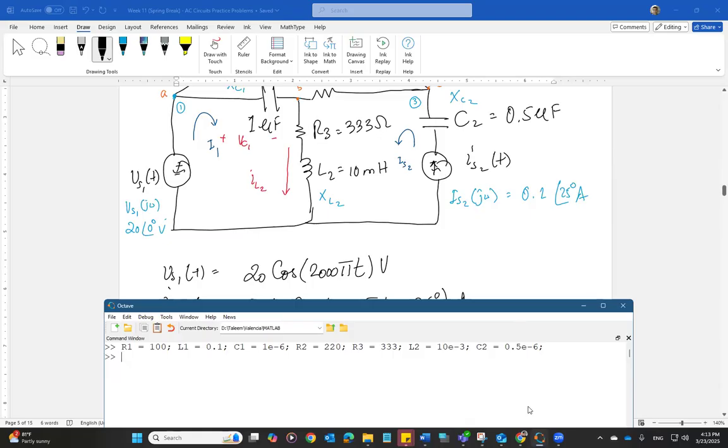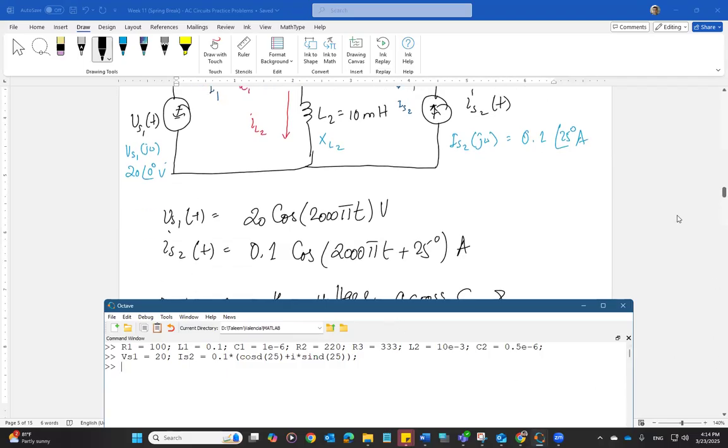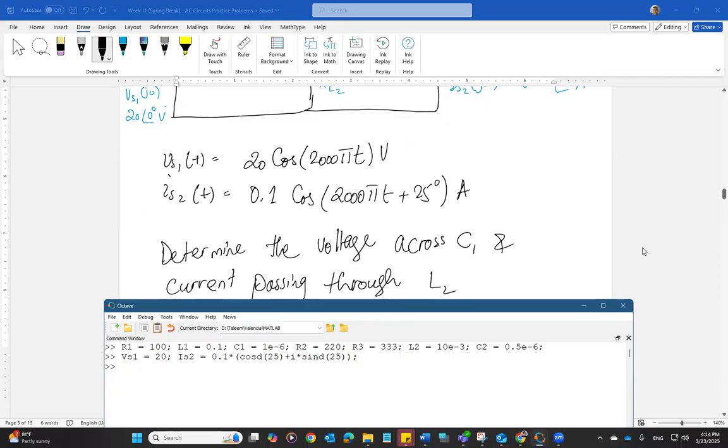Source number 1, VS1, is 20 angle 0, so I'm just going to call it 20 volts. And IS2 is 0.1 angle 25, so 0.1 times (cosine of 25 degrees plus I times sine of 25 degrees). So those are saved in my MATLAB. And one more thing, omega.